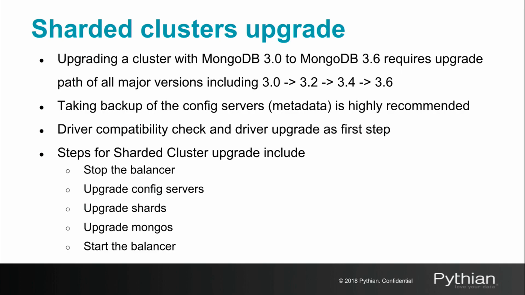Additional challenges that we face with sharded cluster setups is doing upgrades. If your sharded cluster is running on a previous version of MongoDB and you want to upgrade to the latest version, your upgrade path must include all of the major versions in between. So if the current version of MongoDB is 3.6 and you're running a sharded cluster on version 3.0, then your upgrade path will be 3.2, 3.4, and then 3.6.